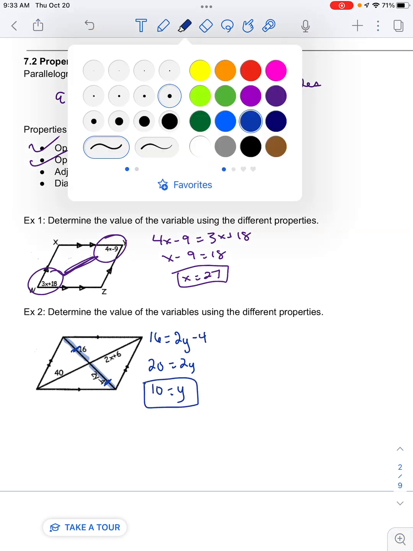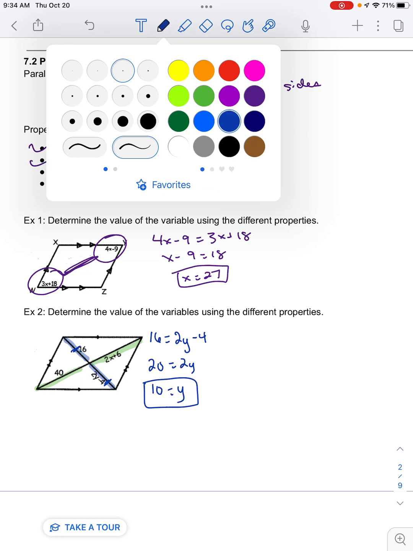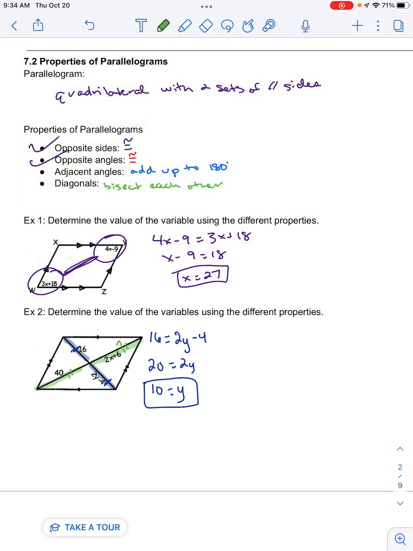Now the other diagonal, if it bisects, so this half is equal to the other half of 40. So I have 40 equals 2x plus 6. Subtract the 6, divide by 2, and x equals 17. Now remember, bisects. Bi means two, and if you think of like a dissection means you split in half. So bisect, we're splitting the diagonal in half, okay?